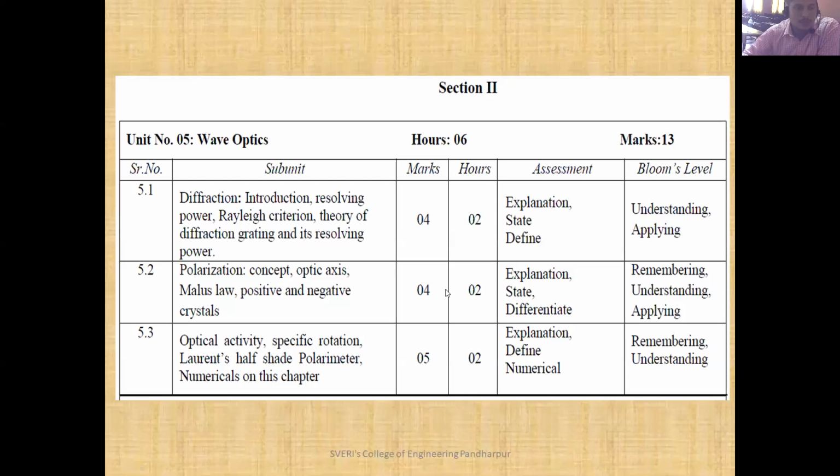Okay. So diffraction is nothing but bending of light around the obstacles and spreading of light into the geometrical shadow region of an obstacle which is placed in the path of light is called as diffraction. It is standard definition, or we can just say bending of light due to obstacle or aperture. So this is the definition of diffraction.